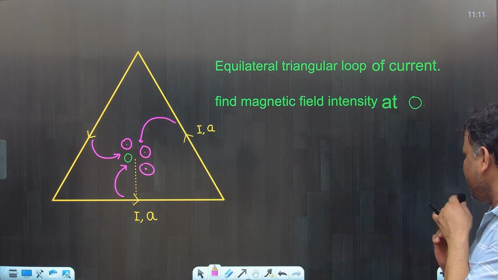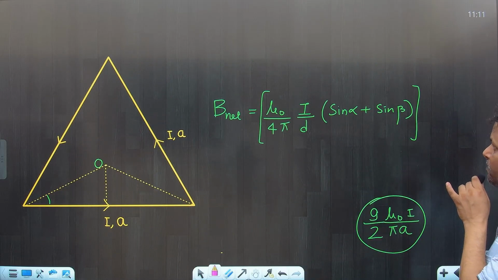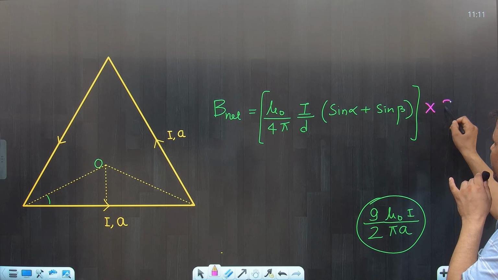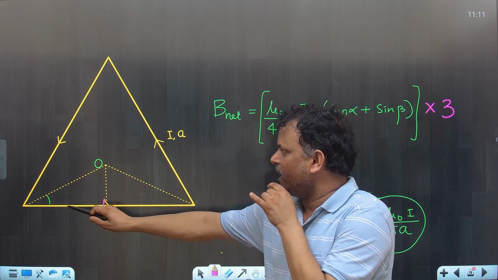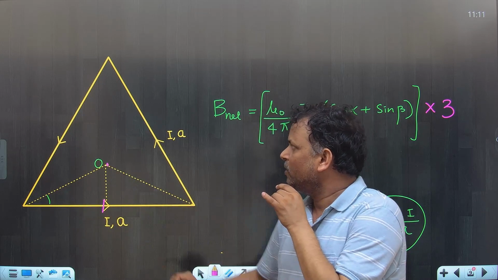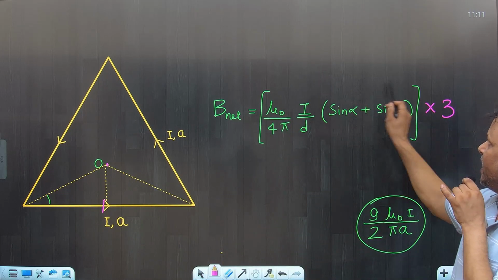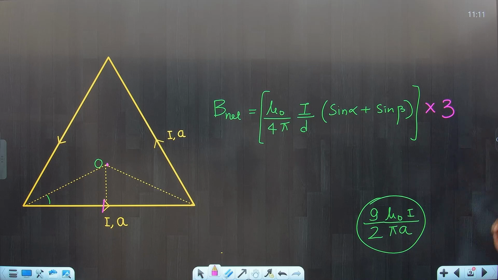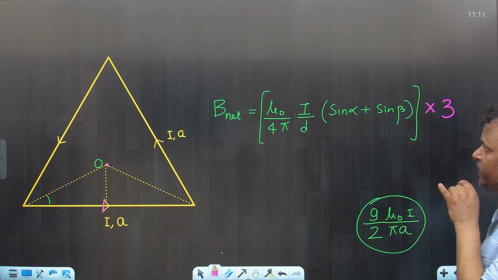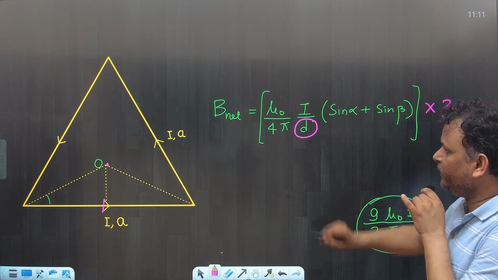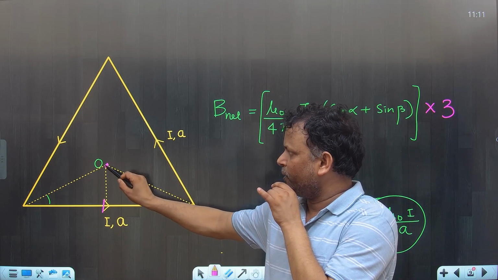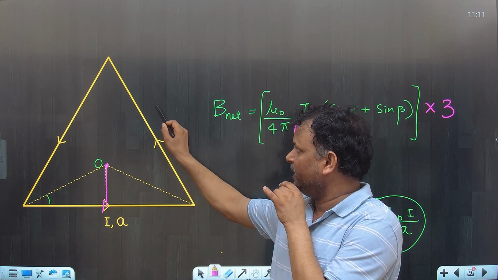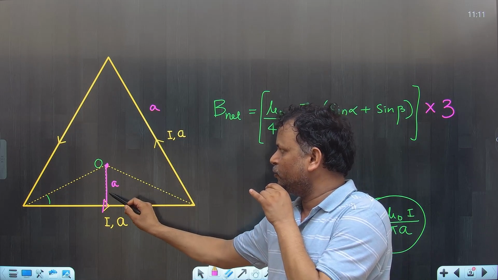So we will say that B net is 3 times the magnetic field due to one wire. First of all, we calculate the magnetic field due to one wire at O, and this is the formula for that, and we just multiply by 3, right? What is D here? D is the length of the perpendicular from the point O to the side. If this side is L, this will be L by 2 root 3.